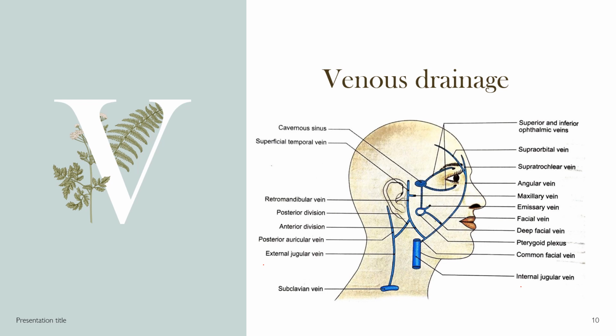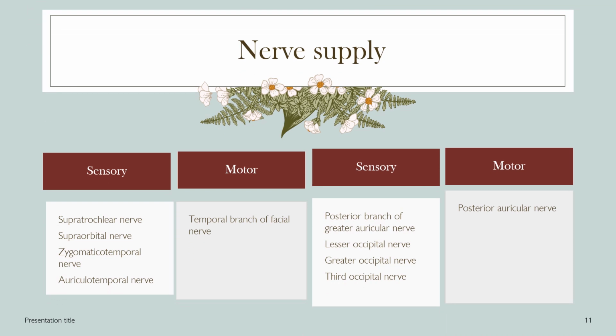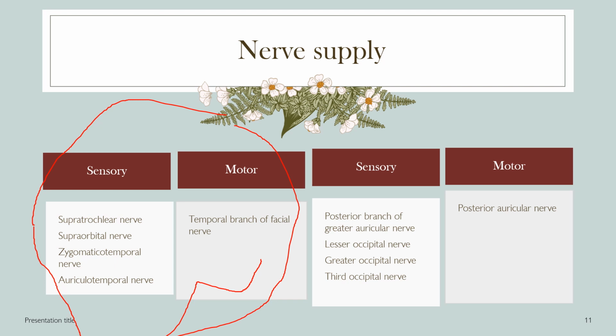Now moving on to the next slide. Nerve supply. So there are two types of nerves which are supplying the scalp. One is sensory, the other is motor. Now here also, in front of the auricle, that is this part, it is in front of the auricle. Okay, so this is in front of the auricle. So in front of the auricle we have five nerves, while behind the auricle we have five nerves.